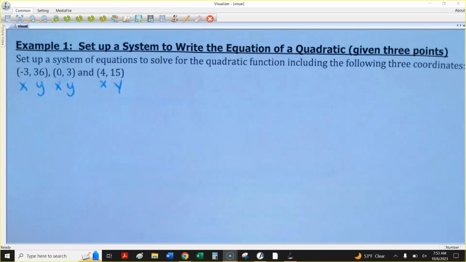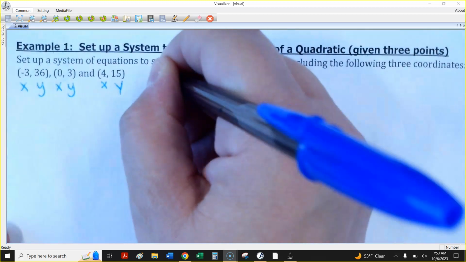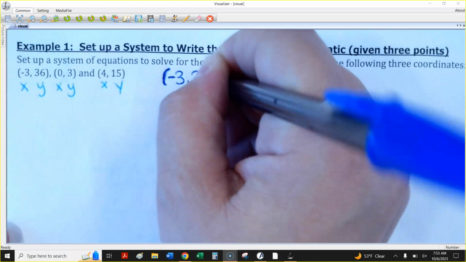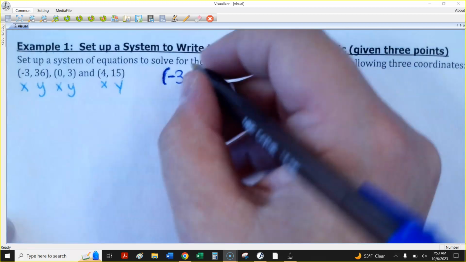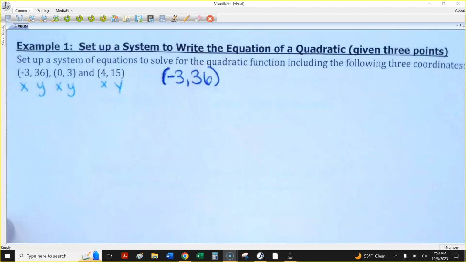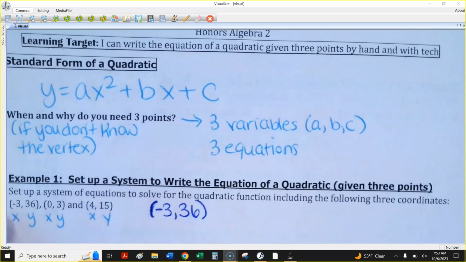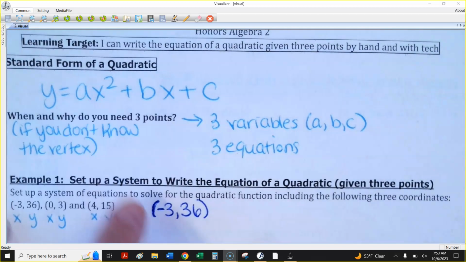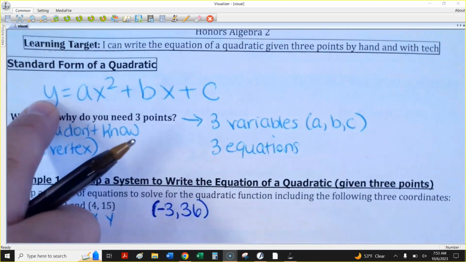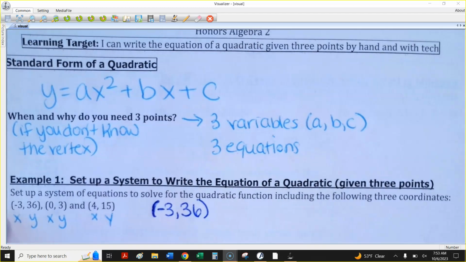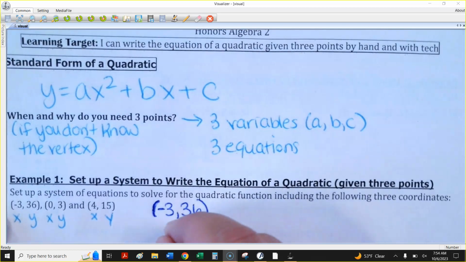All right, so for the first point that I have listed, I have -3, 36. So to plug that in, let me slide this back down so you guys can see the standard form on the screen. Everywhere I see an x, I'm going to put the -3, and wherever I see y, I'm going to replace it with 36. The a, b, and c are going to be the variables we're going to solve for if we're trying to do standard form. So if I set this up, I'd have 36.